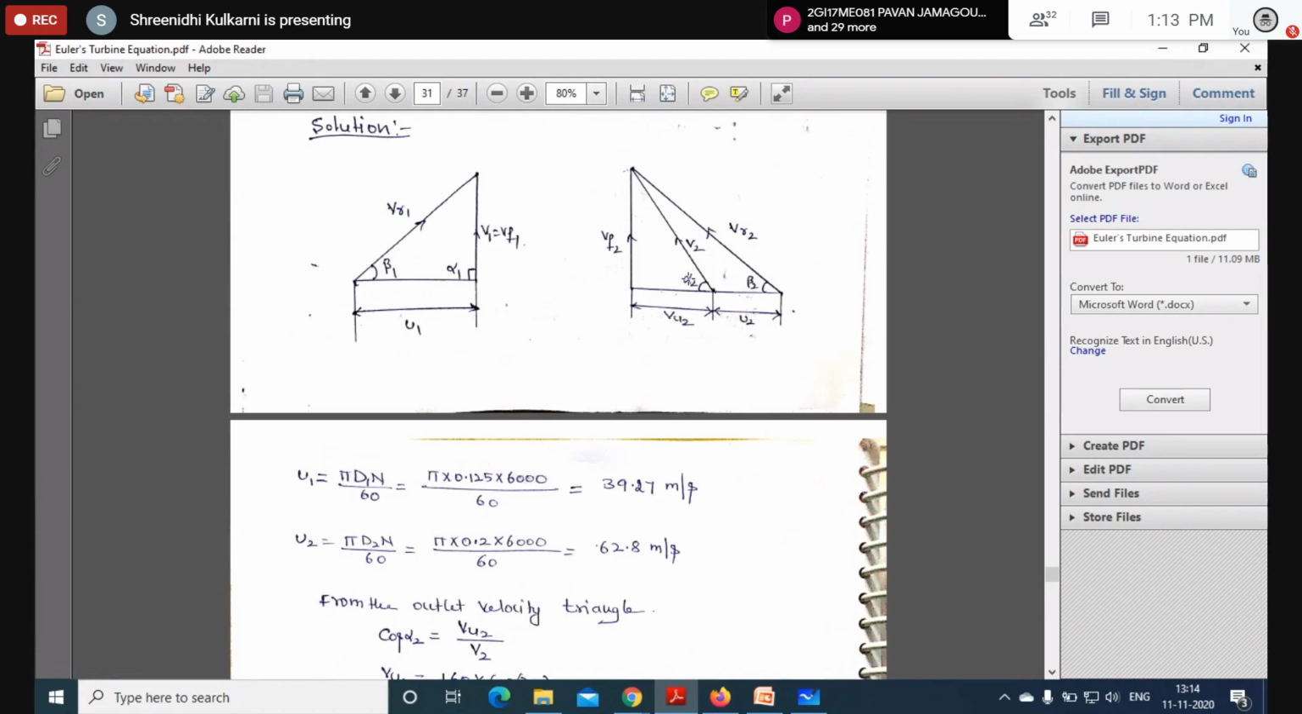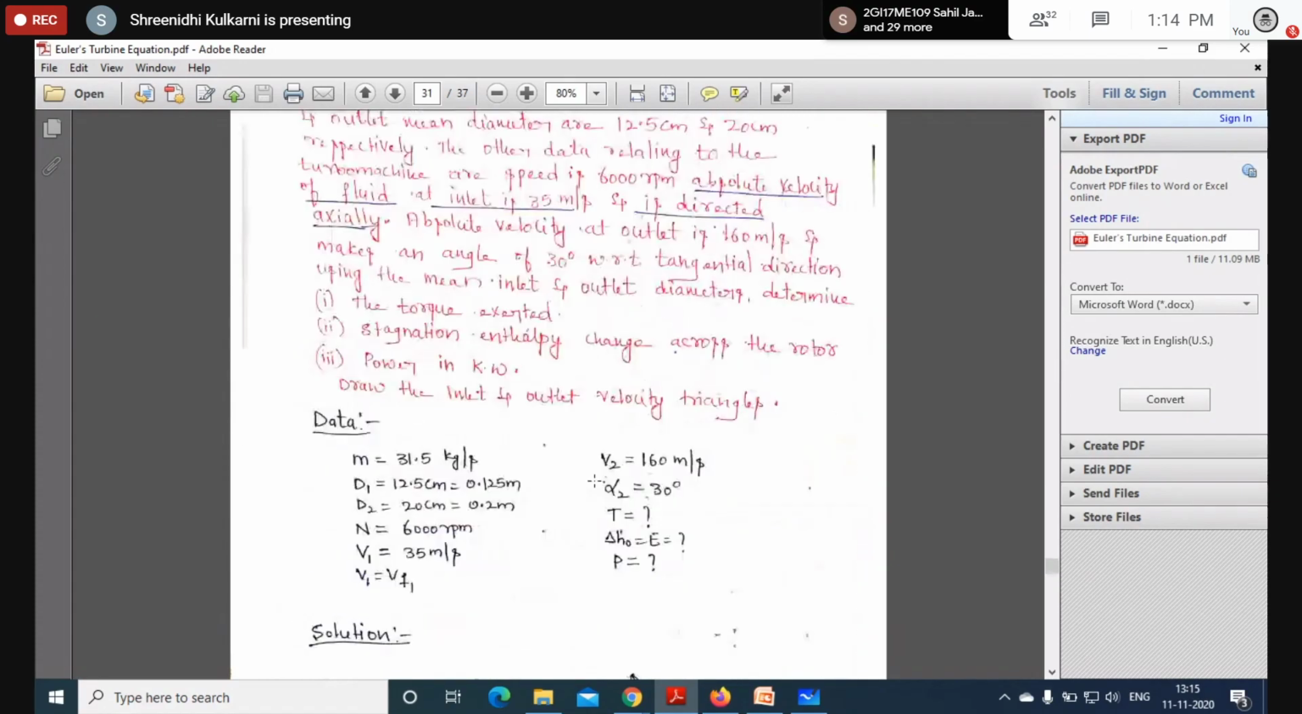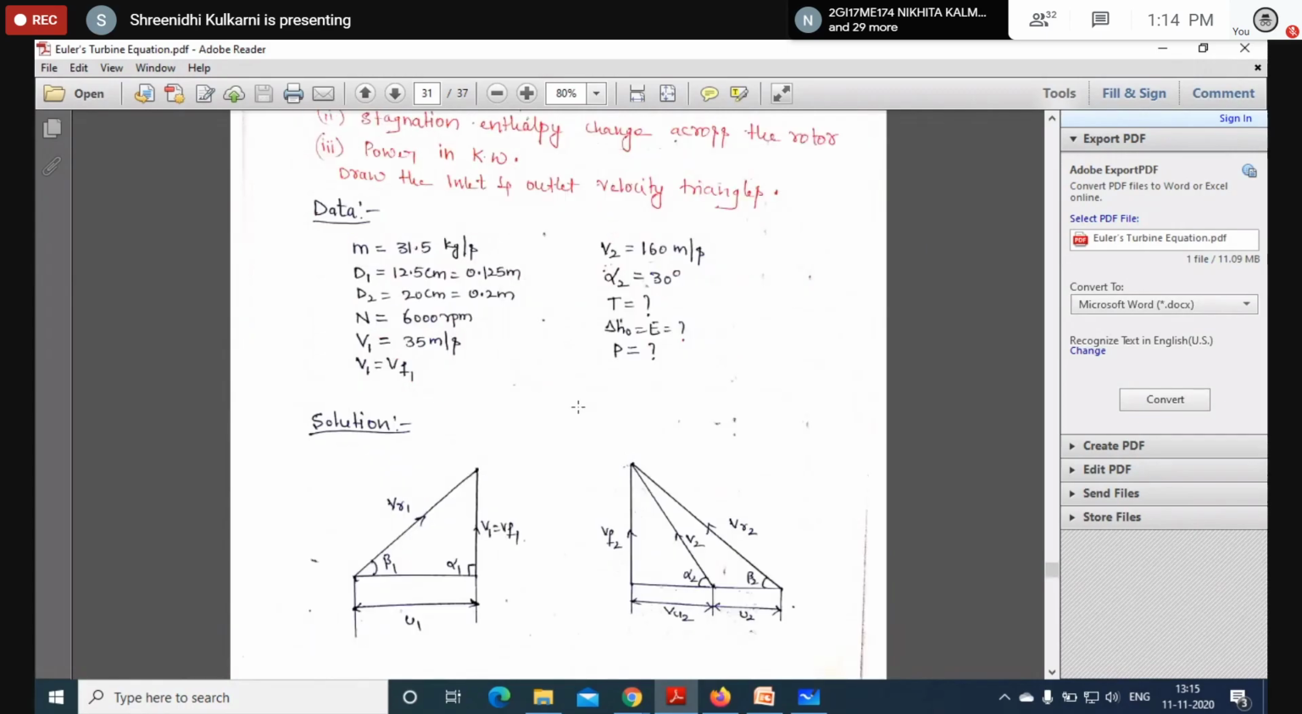In the outlet velocity triangle, we can use cos alpha 2, which is adjacent by hypotenuse. Adjacent is VU2 and hypotenuse is V2. So cos alpha 2 is VU2 by V2, so we can find VU2. We get the VU2 value as 138.56, and we know alpha 2 because they have clearly given the nozzle angle at outlet.